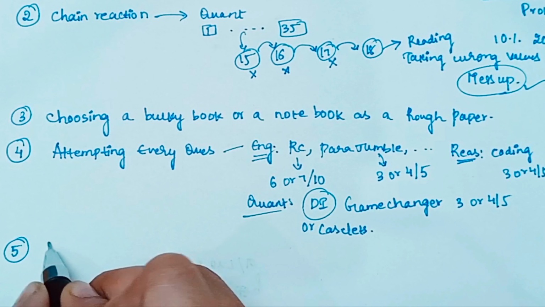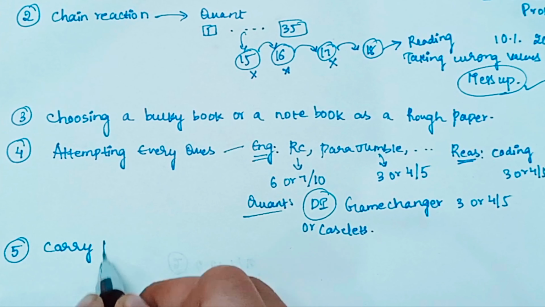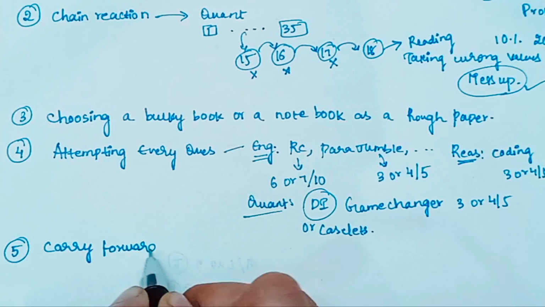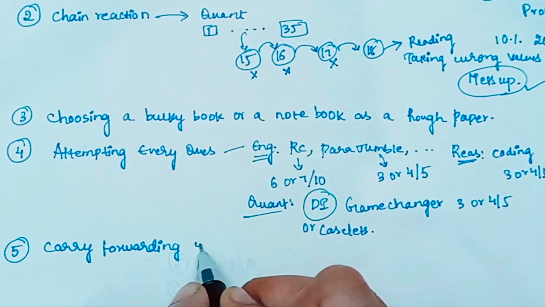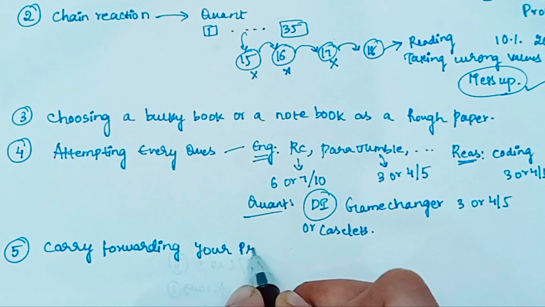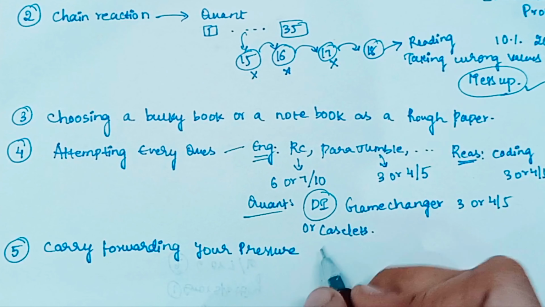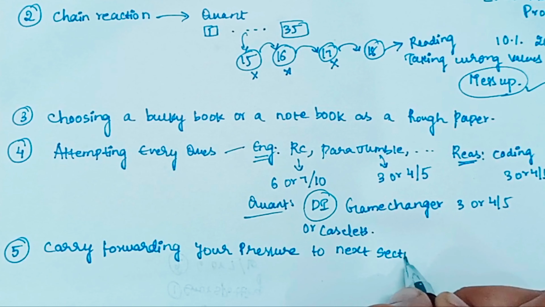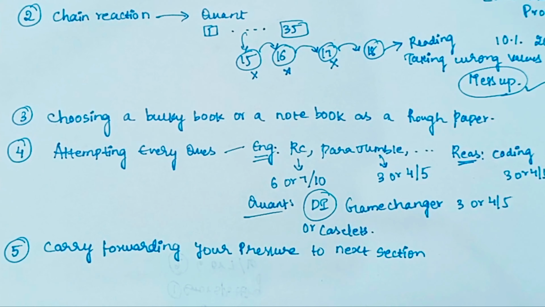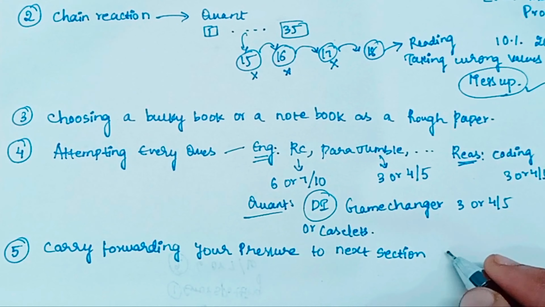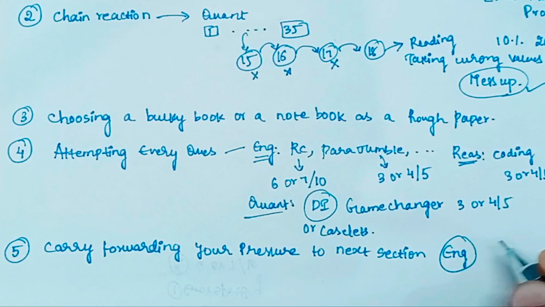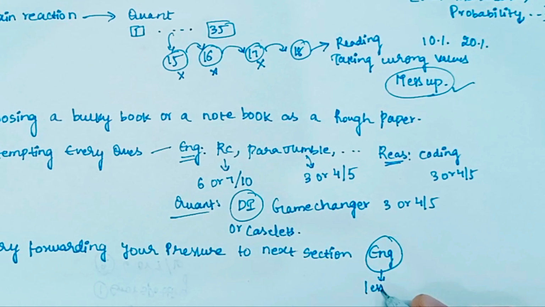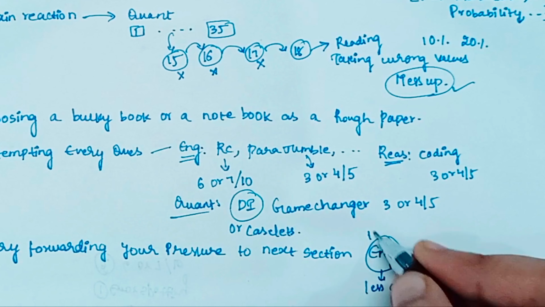The next mistake is carry forwarding your attention to the next section. It means if you didn't give a good attempt in English section, just for an example I am saying, for example we say 15 only. Now you feel the 15 attempts are very less. You feel it as a less attempt. Now we feel this 15 as a less attempt and we carry forward this tension to the next section.